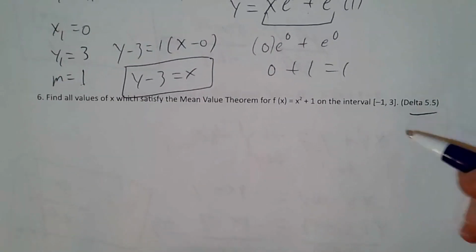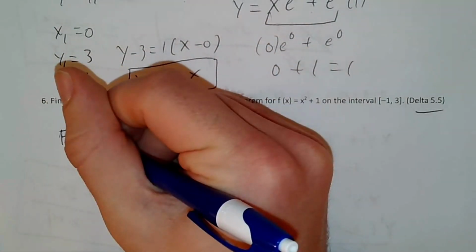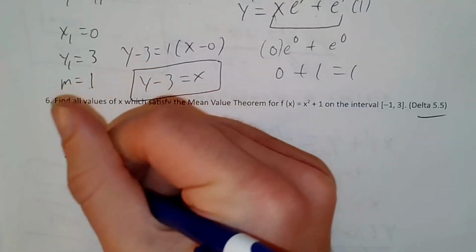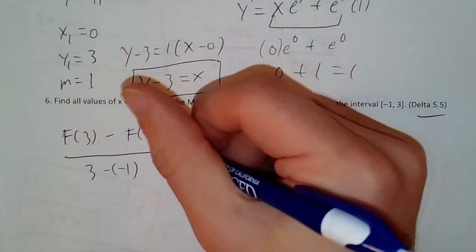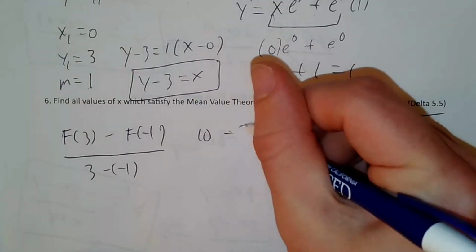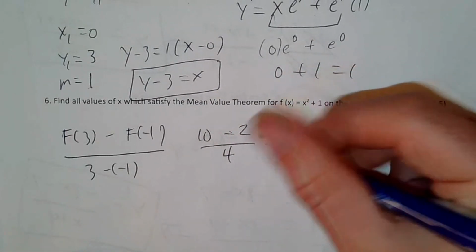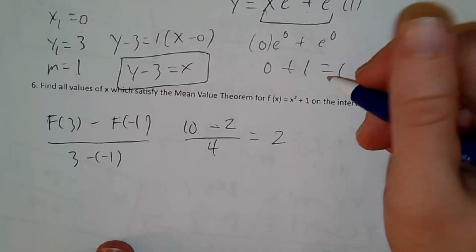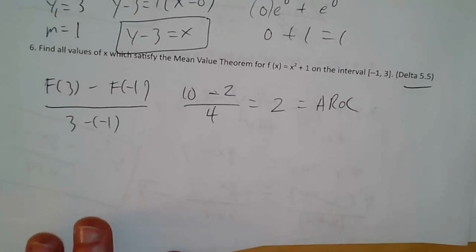So again, I'll go over this in class, but the average rate of change is f of 3 minus f of negative 1 over 3 minus negative 1. That is 10 minus 2 over 4. That's 8 over 4 is 2. Okay, so that's the average rate of change. That's the average rate of change right here. I'll go over this on Tuesday. Just reminding you, we'll go over this on Tuesday.